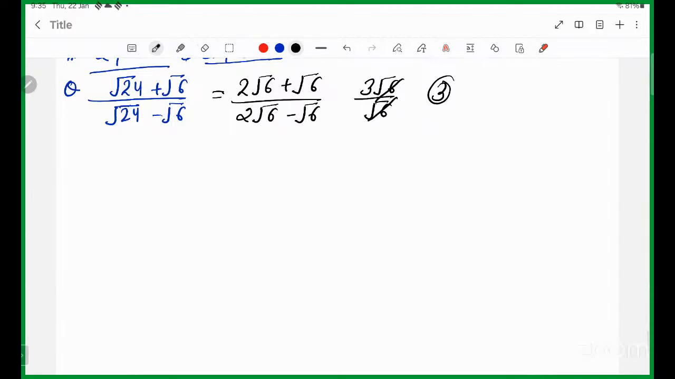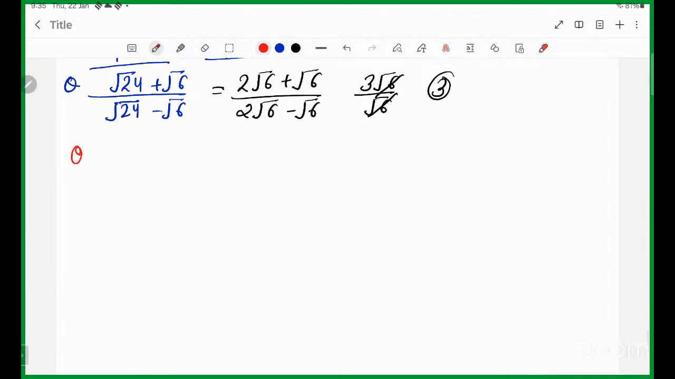Okay. Next, 4 plus 3 root 3 divided by under root 7 plus 4 root 3. Now this one is an interesting question. So it will be a plus root b. Find the value of a and b.